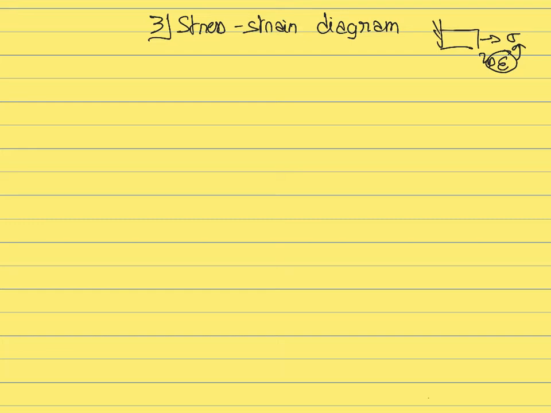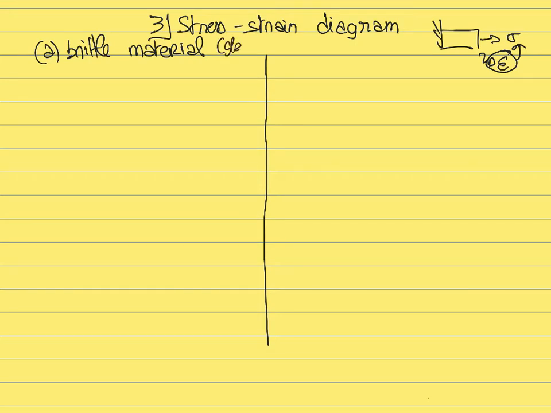For this, we are going to consider two cases. One where you have a brittle material. A brittle material is a material that breaks in a catastrophic way when it is subjected to some stress. Examples of brittle materials would be glass or concrete. And we're also going to consider the case of ductile materials. An example of a ductile material would be steel.